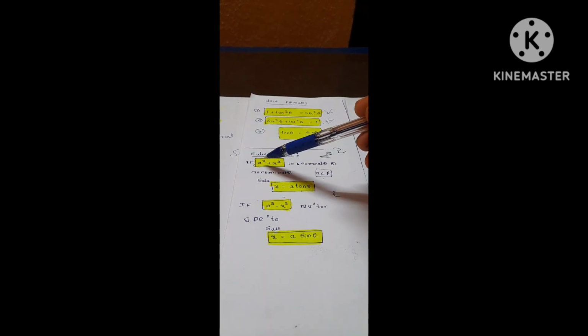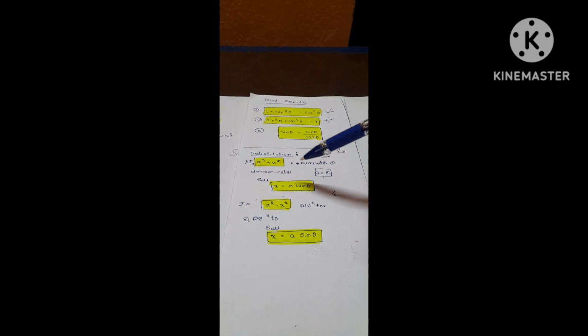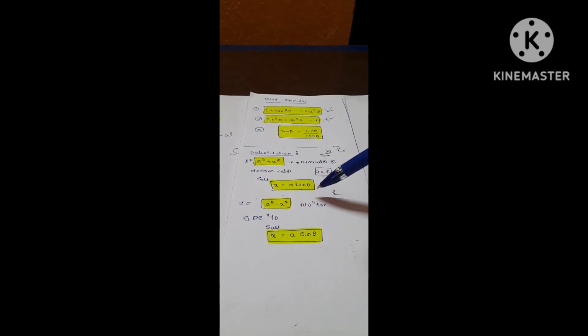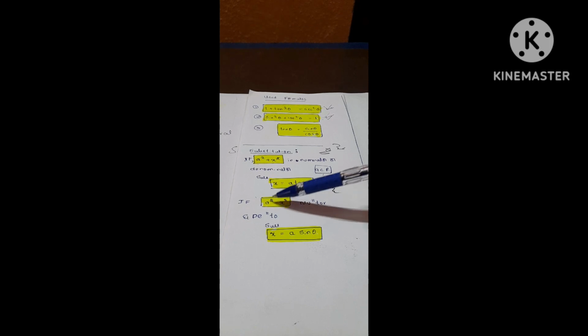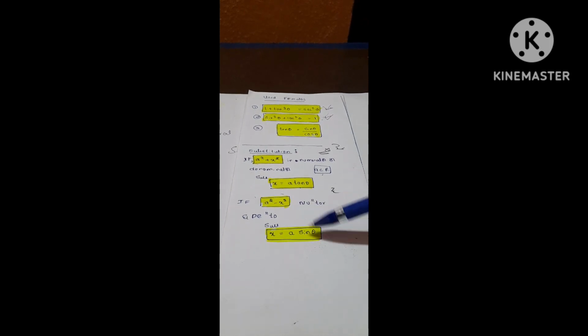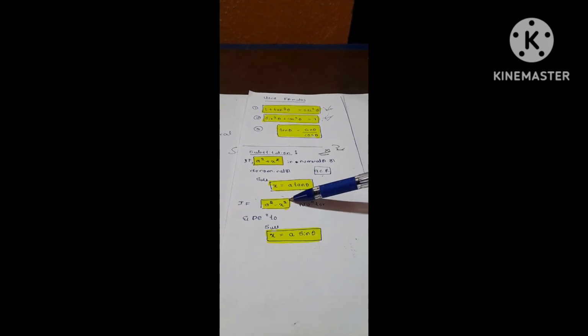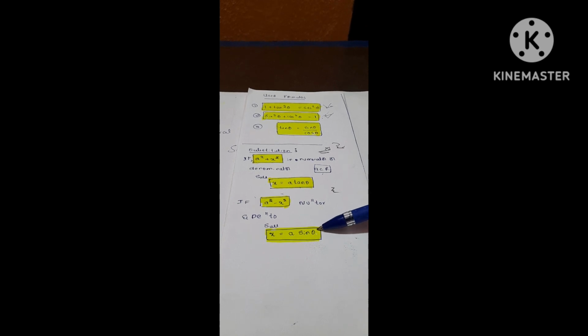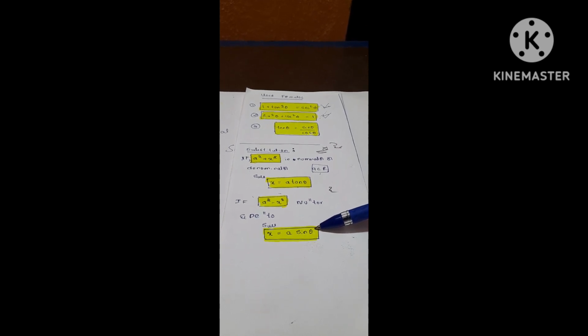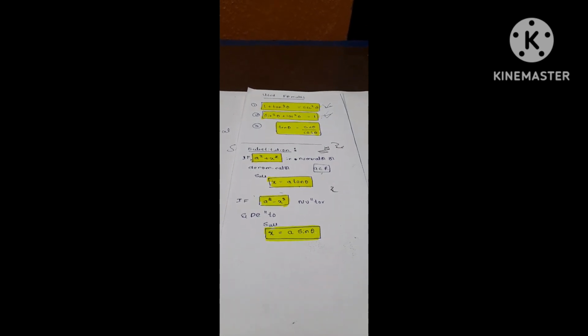If the question is given like a square plus x square, the substitution is x equals a tan theta. This is for the first problem. For the second problem we use another substitution: if the question is a square minus x square in the numerator or the denominator, we will use this substitution to solve it. Let us move on to the problems now.